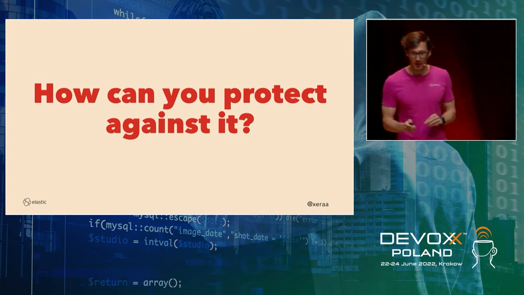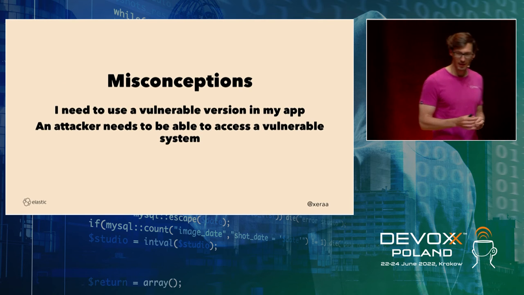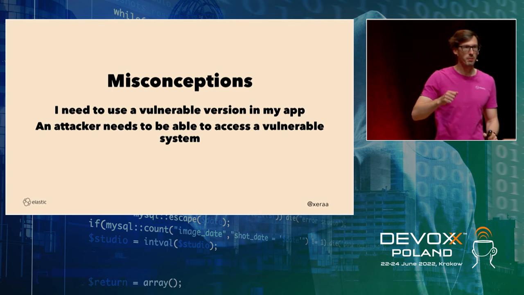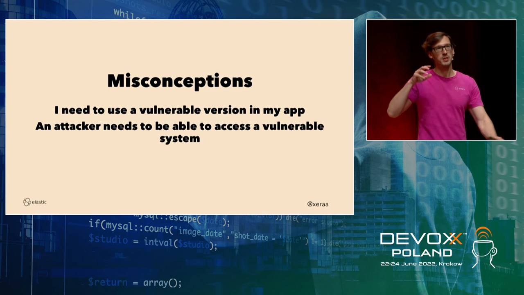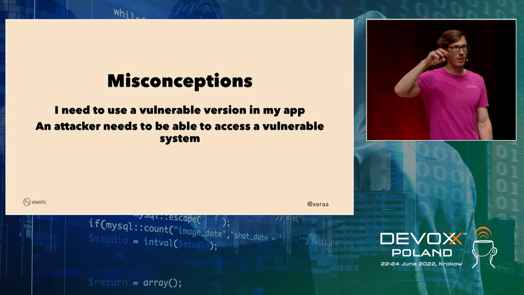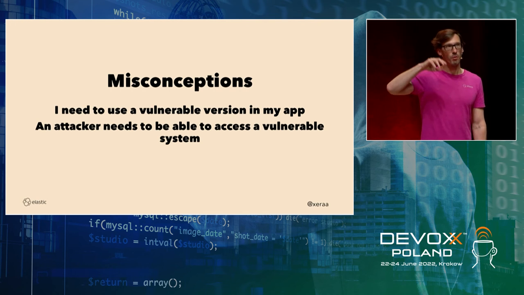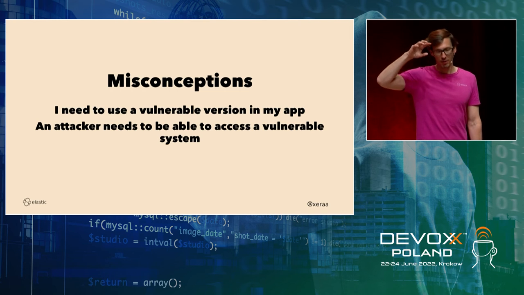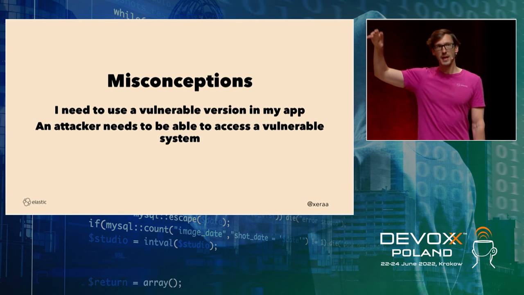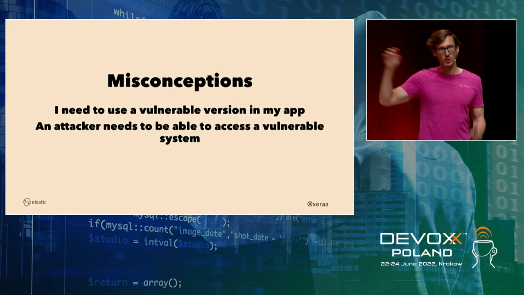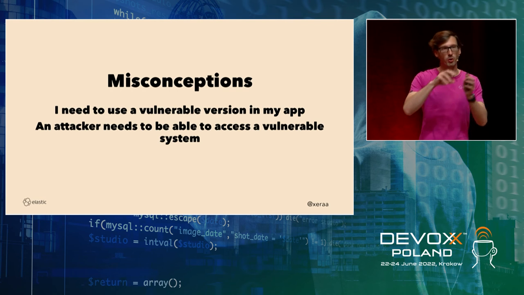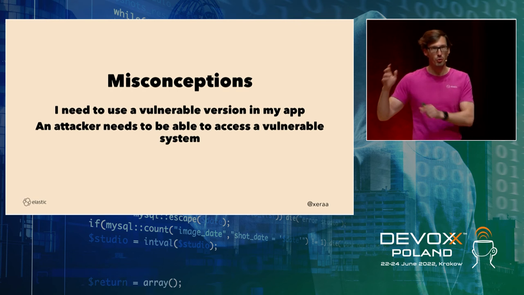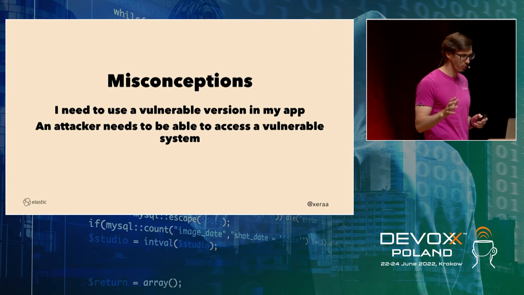Last section, how can you protect against it? The first thing that is kind of a misconception is that to be exploitable, I need to use a vulnerable version in my application. That is not necessarily true, because for example, if you log a specific header and you hand that over to your logger, or maybe your application is doing a search against Elasticsearch, and then you're logging somewhere else, that vulnerable version could be in that thing that is logging in the background. So even if it's not directly exposed to the internet or the user, if you manage to inject something that is logged somewhere in the background, you could still trigger that exploit. So direct access to a system is not necessary for the exploit.